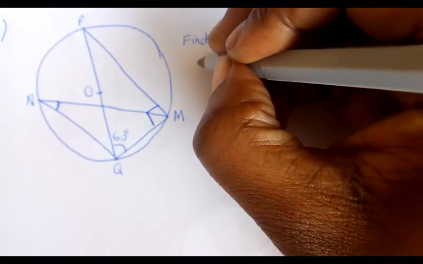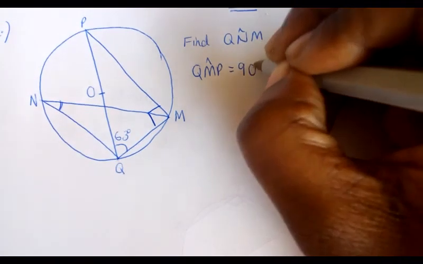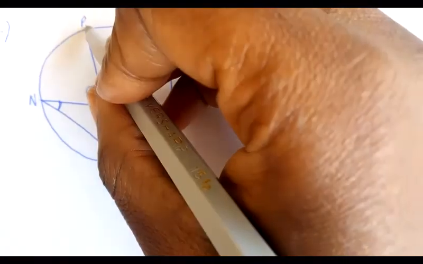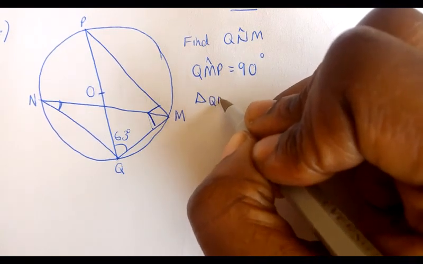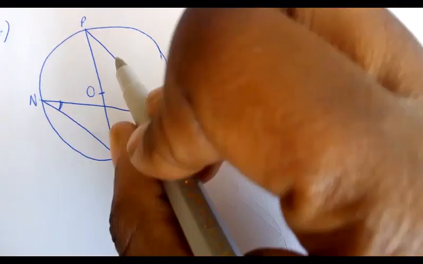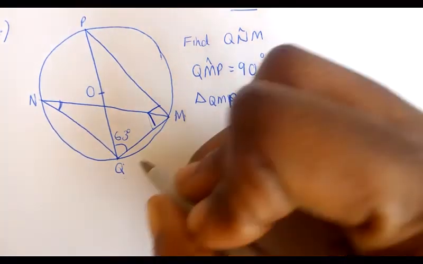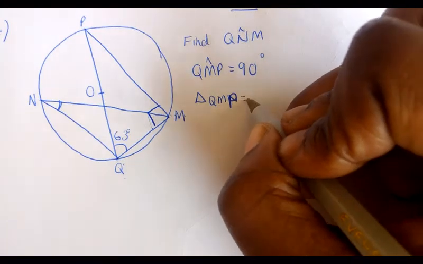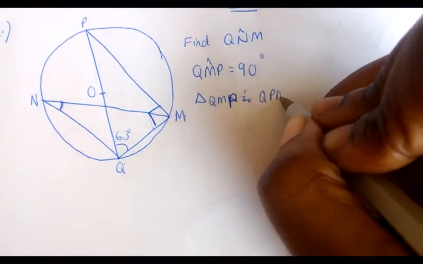So it means angle QMP like this is equal to 90 degrees, right? It is a right angle. Then if we have found this angle, this is a triangle. So in triangle QMP, we can see that this angle QPM, therefore angle QPM is equal to what?